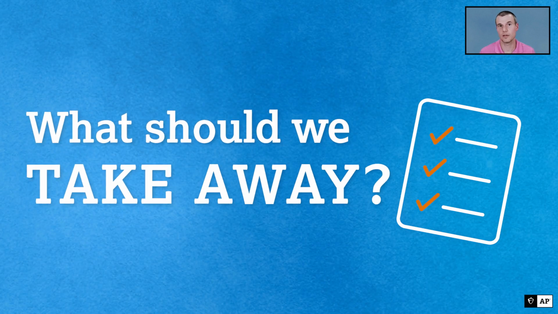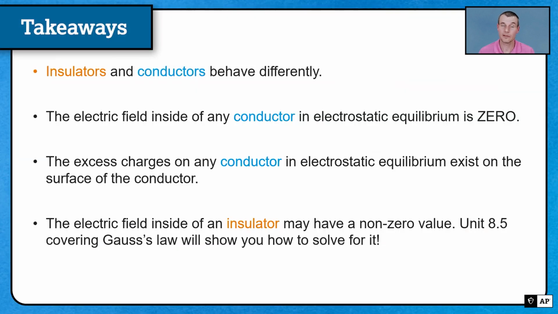So what should we take away from this video? A couple things, mainly that insulators and conductors behave differently, and that the electric field inside of any conductor is 0. That is just a fact to know and have in your brain: for any conductor, if you're wondering what the electric field in there is, it's 0, if it's in electrostatic equilibrium. So the excess charge on any conductor always exists on the outside surface of that conductor when it's in electrostatic equilibrium, and the electric field inside of an insulator can change and be different, and we're going to learn more about that in a future topic video.